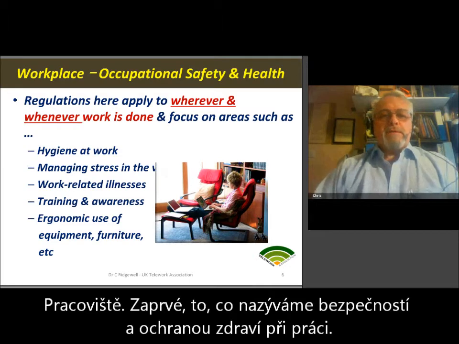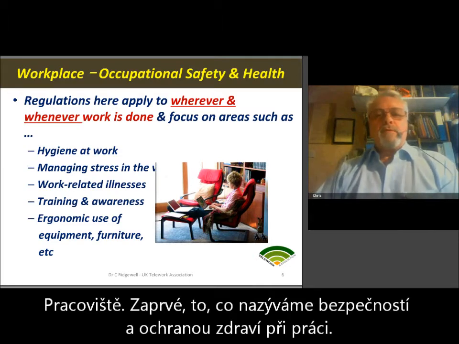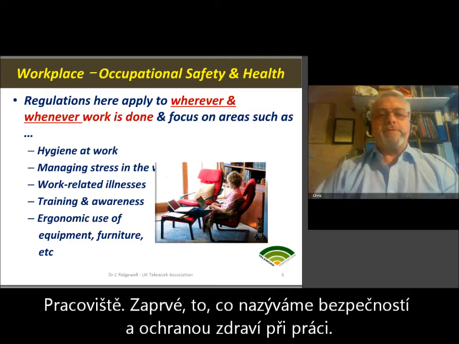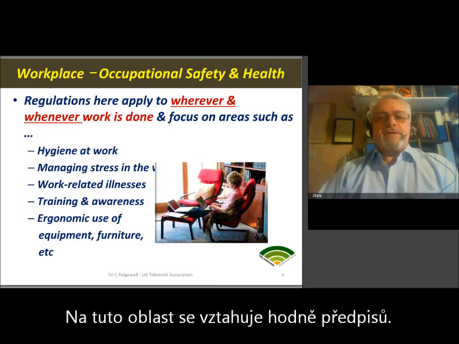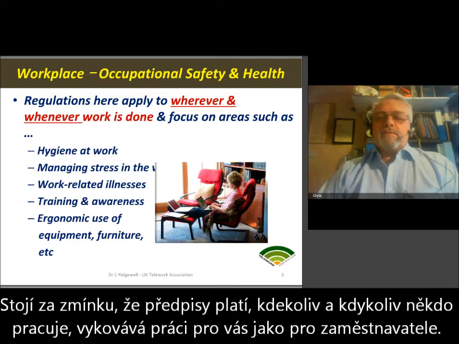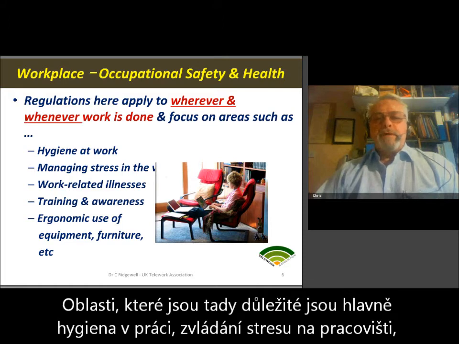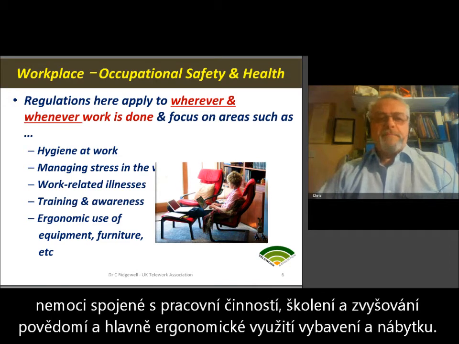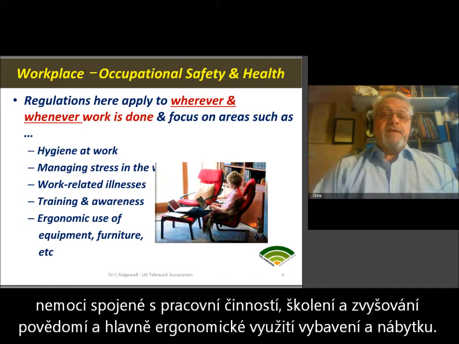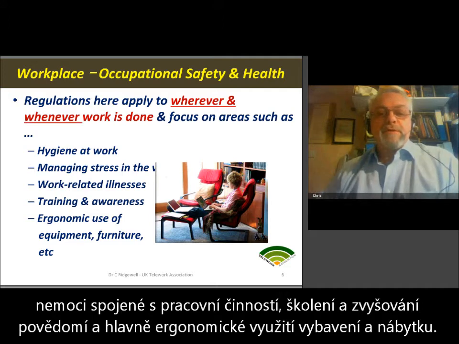The workplace. Firstly, what we call occupational safety and health, and there are lots of regulations that apply here, and it's worthy to note that it's wherever someone is working and whenever someone is working, doing work for you, the employer. The areas that are mainly concerned here are hygiene at work, managing stress in the workplace, work-related illnesses, training and awareness, and especially the ergonomic use of equipment and furniture.